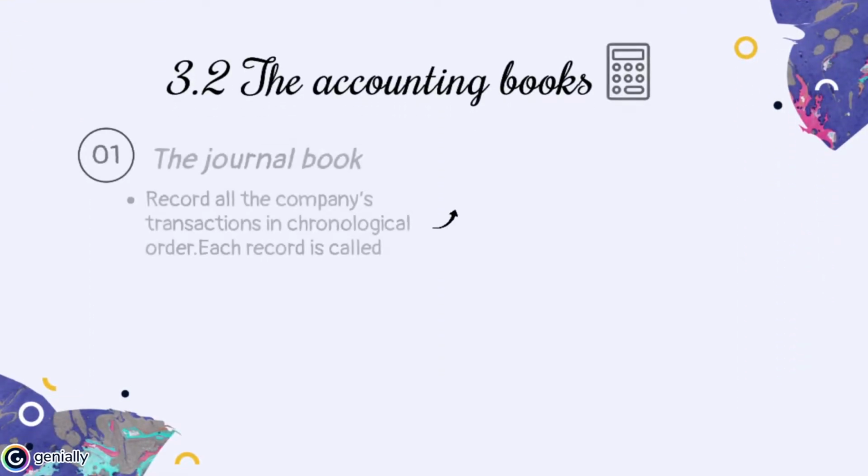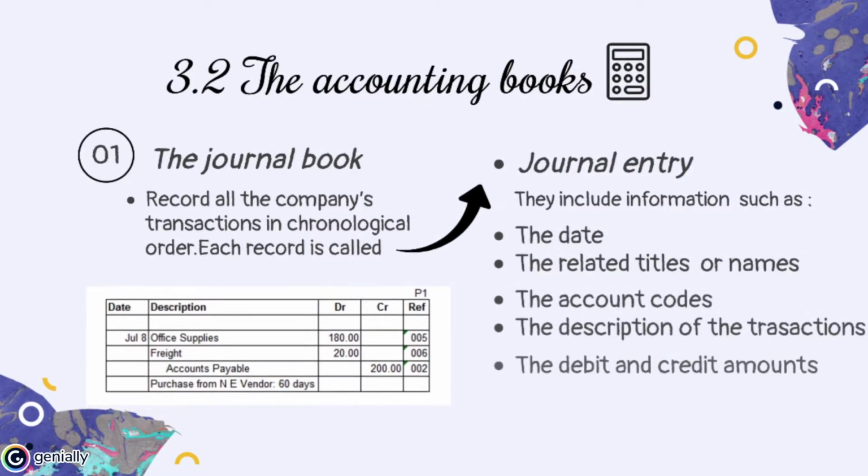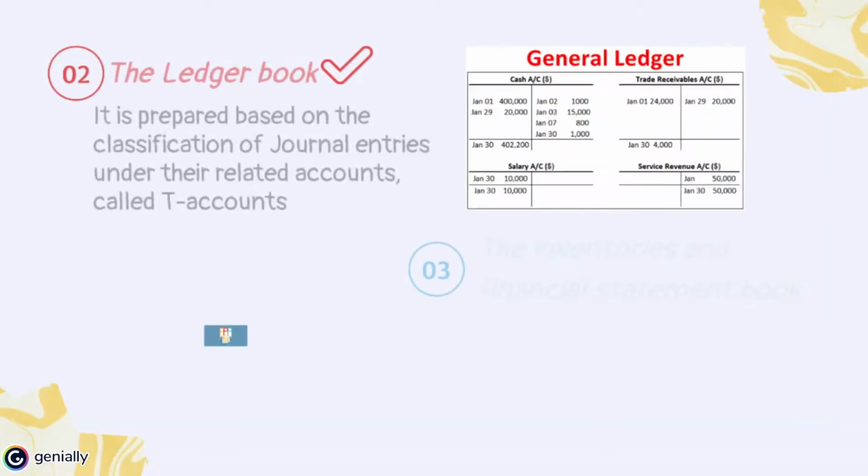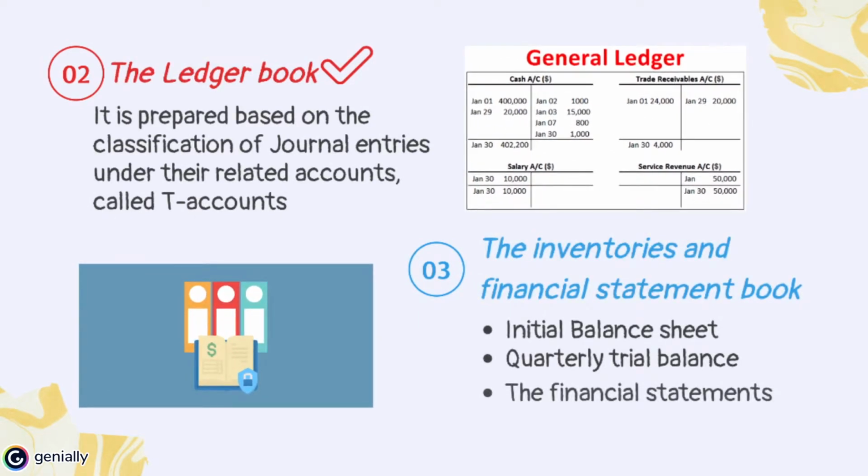The accounting books. There are 3 accounting books to record all transactions in companies. First, the journal book, that is an aggregate book which presents raw accounting data. The ledger book, that includes the same information as the journal book but in a different way. And the last, the inventories and financial statement book, is another compulsory accounting book with the initial balance sheet, quarterly trial balance, and the financial statement.